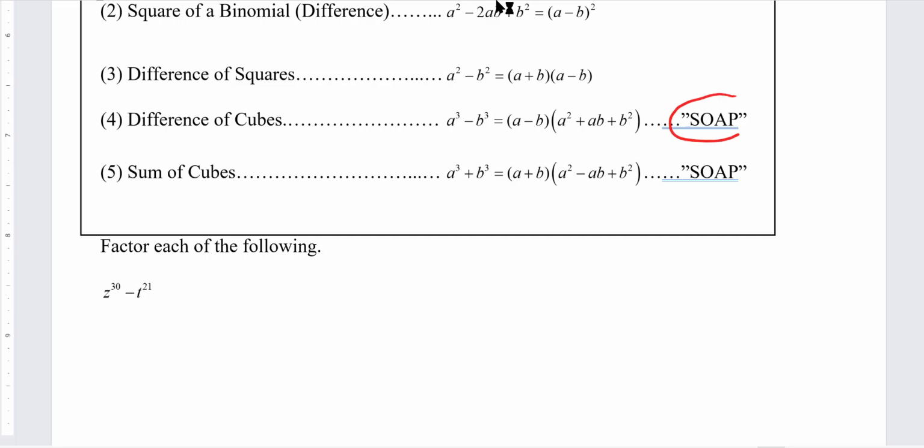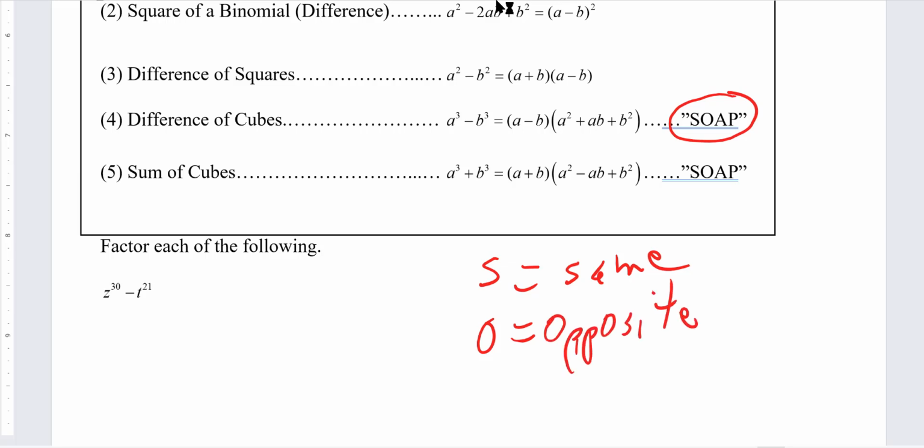These are sometimes called SOAP formulas. SOAP is just a way to help you remember the formula. The S in SOAP means same. The O in SOAP means opposite. There's a couple ways to look at what the AP stands for, but I'm going to say that it stands for always plus.